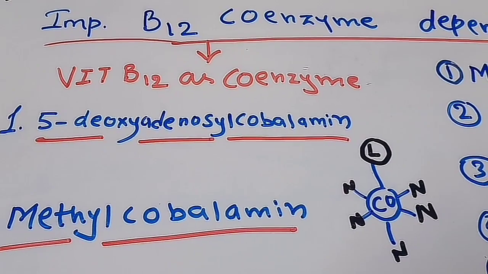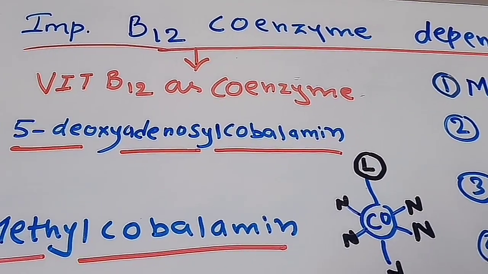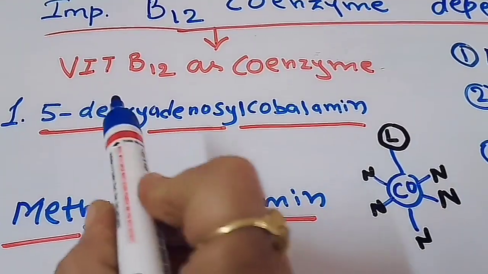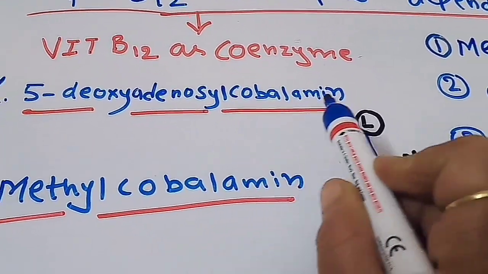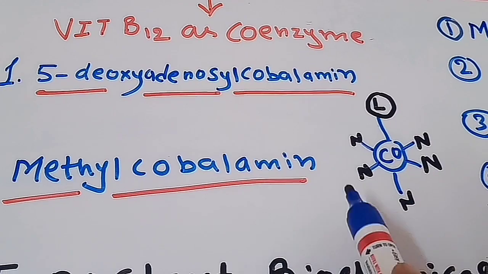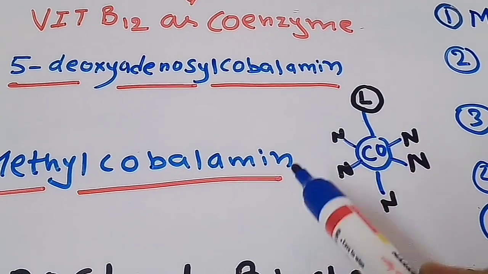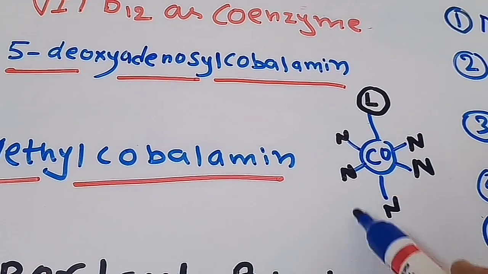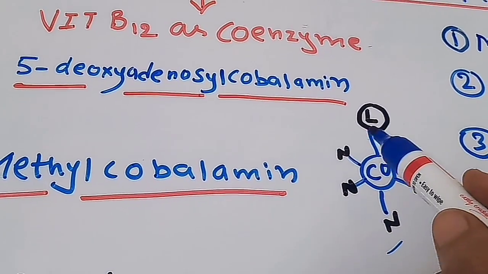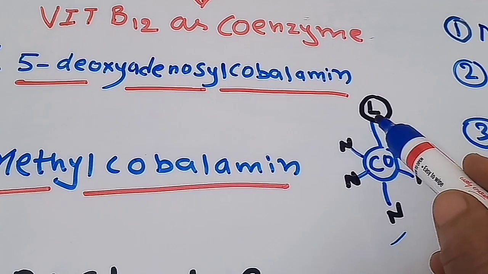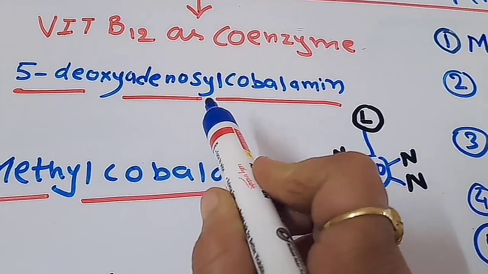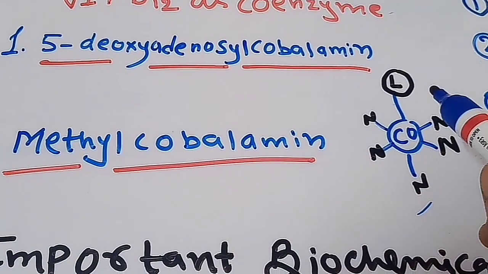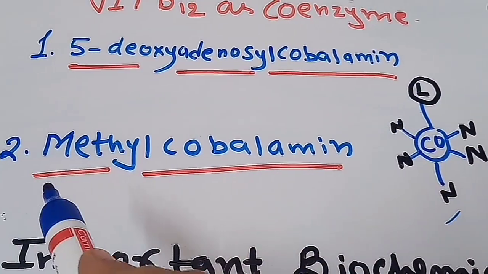Let us see the important B12 coenzymes. The important vitamin B12 forms which act as coenzymes are 5-deoxyadenosyl cobalamin and methyl cobalamin. As we studied in the structure, the cobalt is attached with the 4 nitrogens of the pyrrole, 1 with the nitrogen of the benzimidazole, and the L group will be bearing. So if 5-deoxyadenosine is on this position, it is 5-deoxyadenosyl cobalamin, and if the methyl group is there, it is our methyl cobalamin.